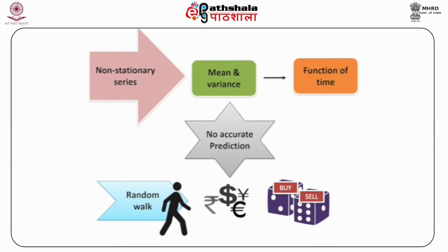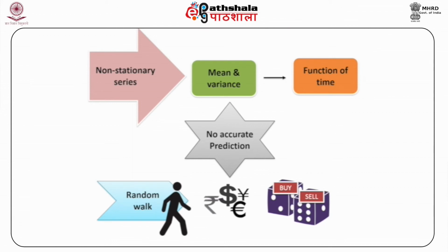The series is considered to be non-stationary when both mean and variance, or any one of these, is a function of time. In this case, accurate prediction is not possible. Hence, first the series is supposed to be converted into a stationary series and only then would it be used for forecasting purposes. The most important example of a non-stationary time series is a random walk model.